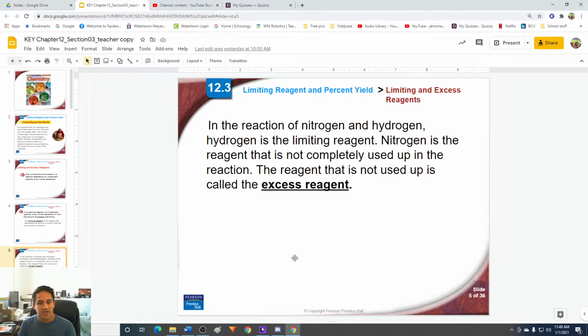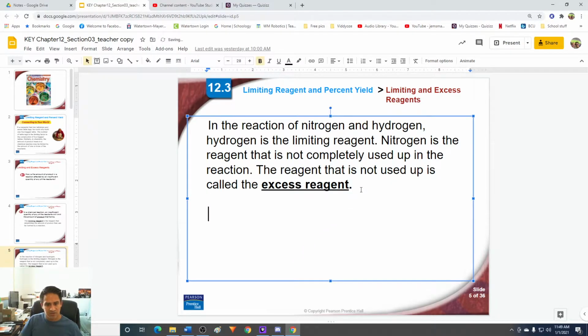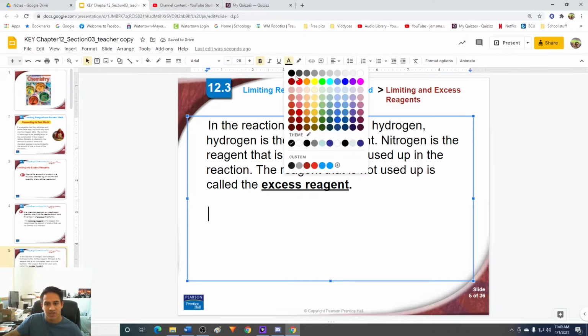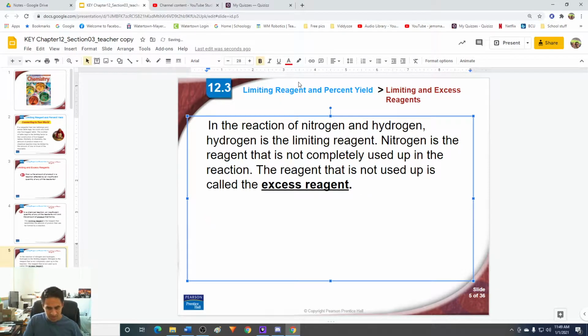So in the reaction of nitrogen and hydrogen, they mentioned hydrogen is a limiting reagent. Okay, so first off, let's type this reaction out so we actually know what they're talking about. So we have H2 plus N2 makes NH3. And balancing wise, we need a 2 there and a 3 there.